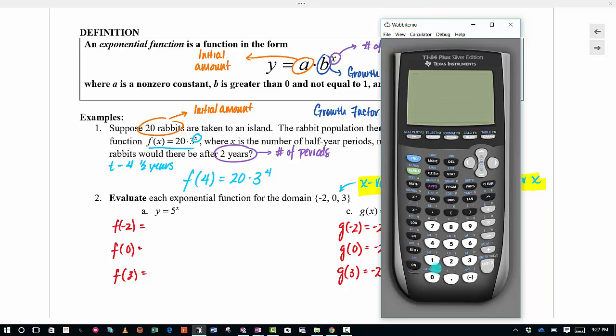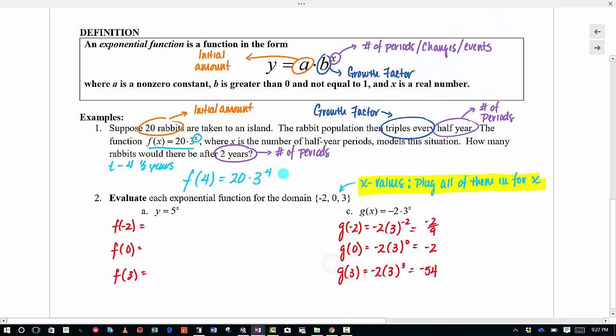All right, so here we go. We're going to type 20 times, or we can use parentheses there, 3, and then we're going to raise it to the 4th power, and it's going to tell us how many rabbits. So that's 1,620 rabbits is what we're going to find here. So again, after 2 years, 20 rabbits, tripling every half year, we're going to have 1,620 rabbits. You can see how fast exponential populations grow.